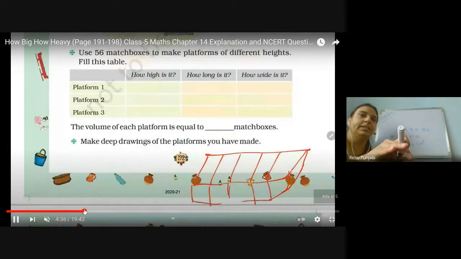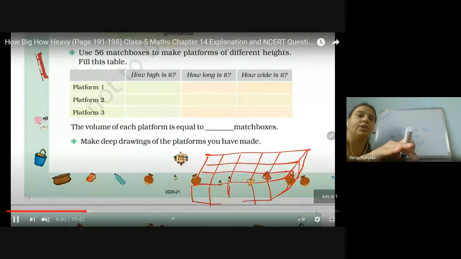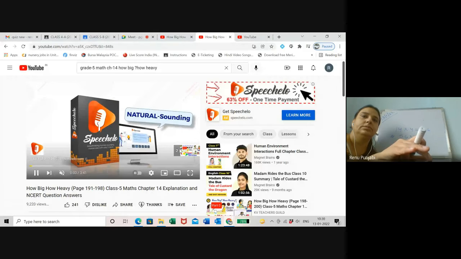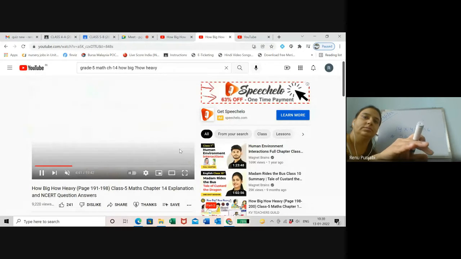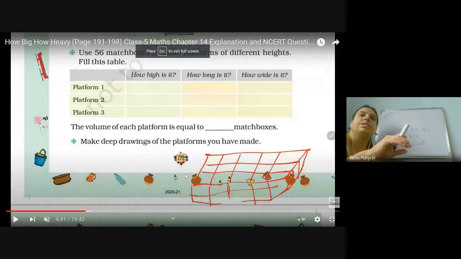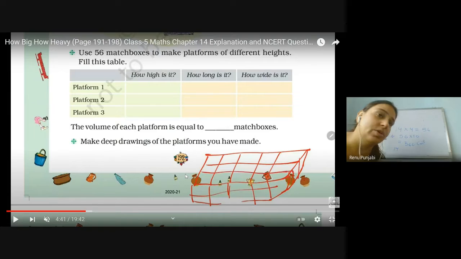Go on the next page. This is the way you can make the deep drawing of the platform also. So not required right now. Just a minute. Next, now use 56 match boxes in a different way. Practice time is given now. Mohan, arrange these match boxes in a different way.